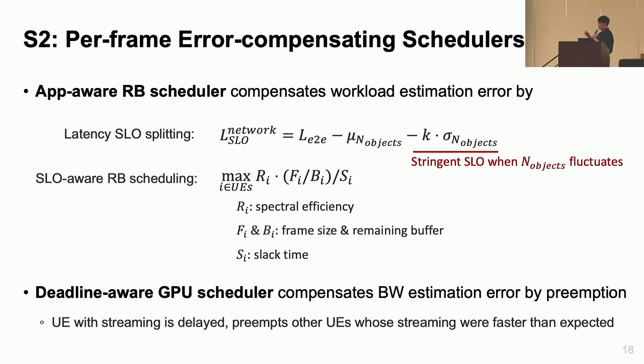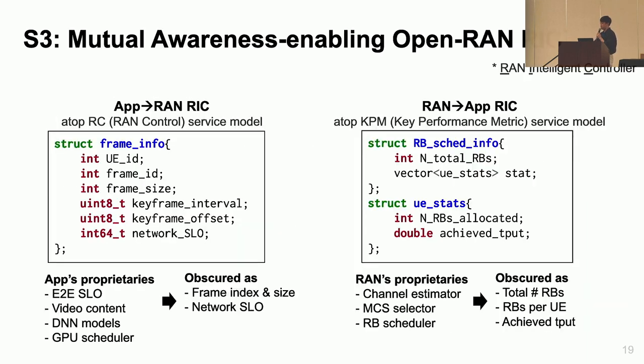Conversely, at the server side, the deadline-aware GPU scheduler compensates the bandwidth estimation error with a preemption mechanism, where when a user's network streaming takes longer than expected, it can preempt other users whose network bandwidth was more favorable than expected and whose network streaming finished earlier.